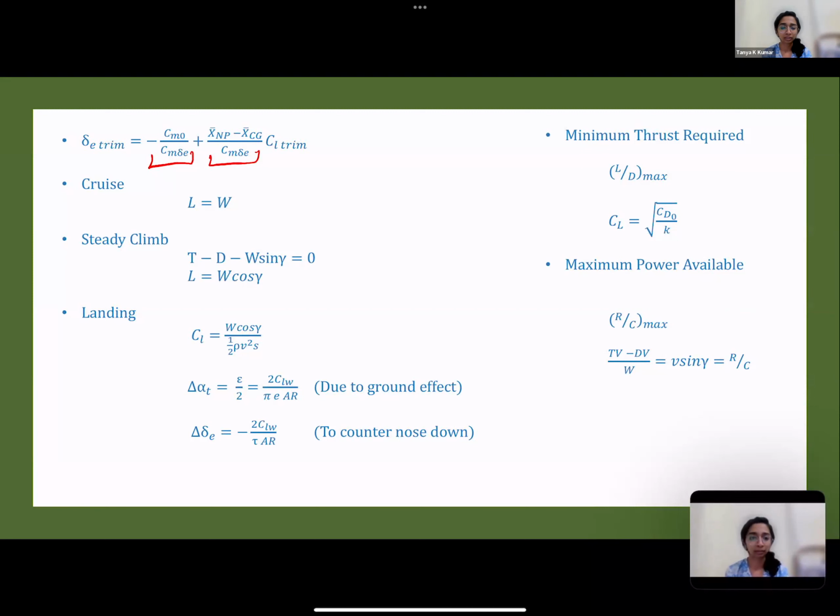So can anyone tell me why CM naught is positive, and why CM delta E is negative for that matter? Let's start with CM naught. I think we discussed this extensively in each of the previous lectures. I had mentioned it in the first two weeks, and we discussed it in every one of these weekly lectures. Do you agree with me that CM naught is positive? And if not, please do tell me why.